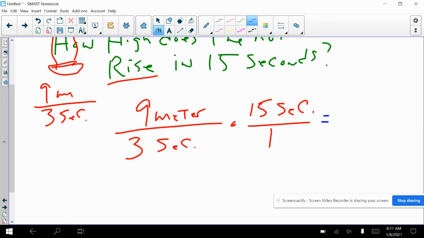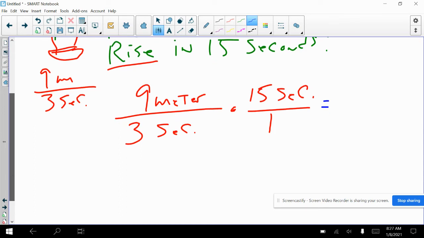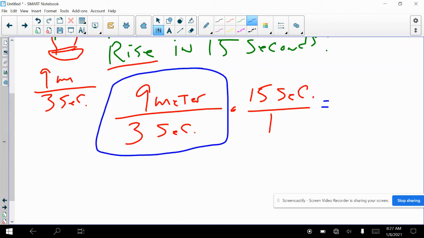Okay, so this is one, very good, sir. This is one way that we can do this. If you recognize the rate, right? This is what Grayson was talking about. If you can recognize the rate, we can make it into a unit rate.